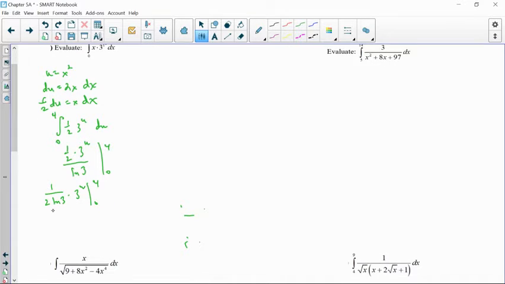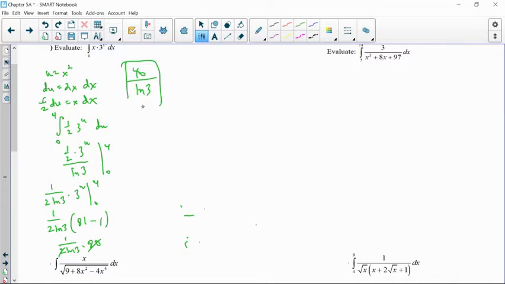So then 1 over 2 natural log of 3. And then I could say, okay, well, that's 3 to the 4th, which is 81, minus 3 to the 0, which is 1. And 81 minus 1 is 80. So now I have 1 over 2 natural log of 3 times 80, and then 2 goes into 80 40 times. So I could get 40 over natural log of 3.